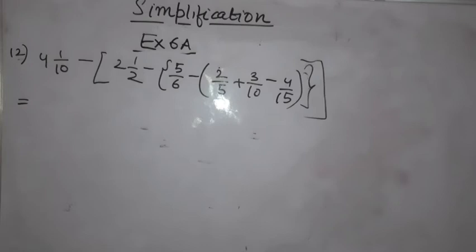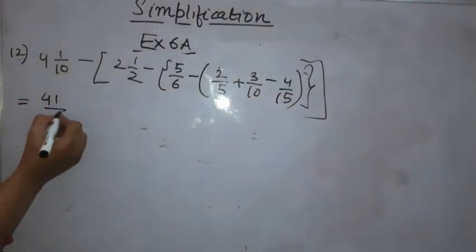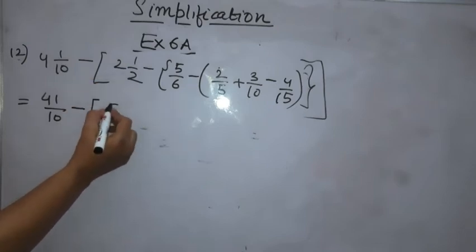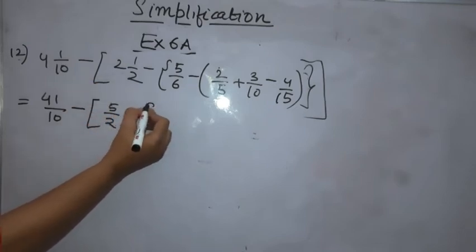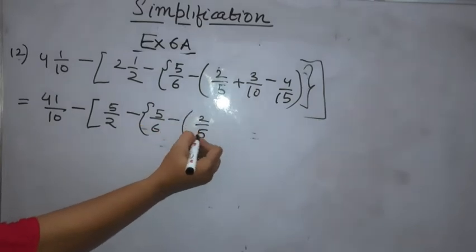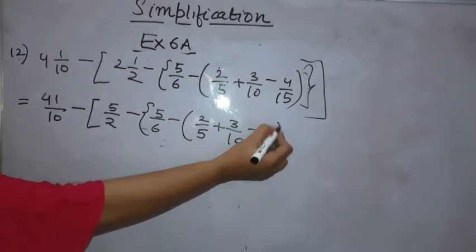Now what is the first step students? The first step is to convert the mixed fractions into improper fractions. 10 4s are 40, 40 plus 1, 41 upon 10 minus 2 2s are 4, 4 plus 1, 5 by 2, 5 upon 6, 2 by 5 plus 3 by 10 minus 4 by 15.